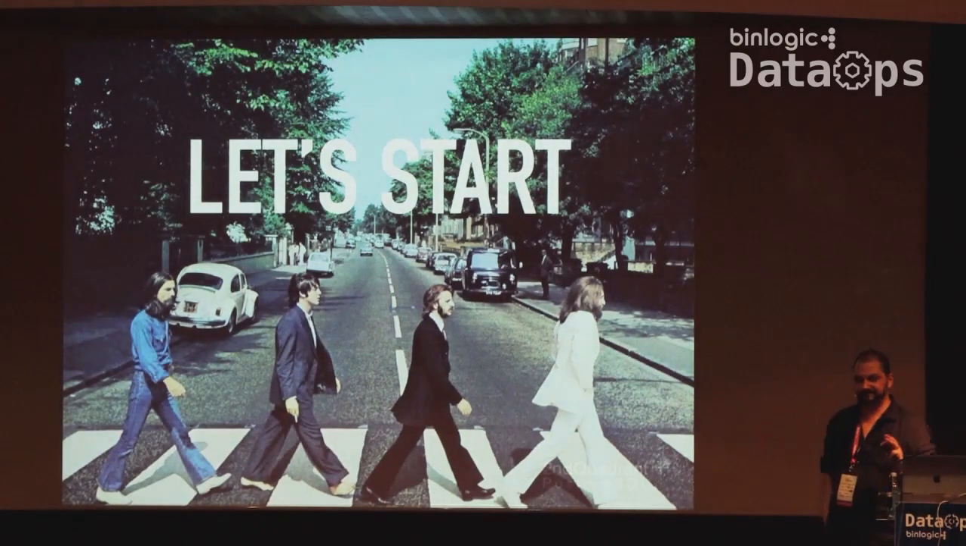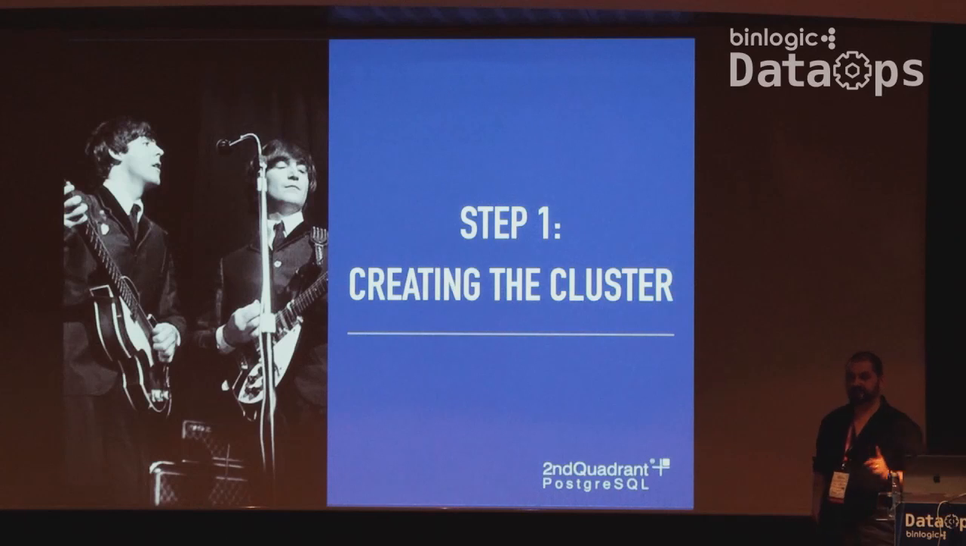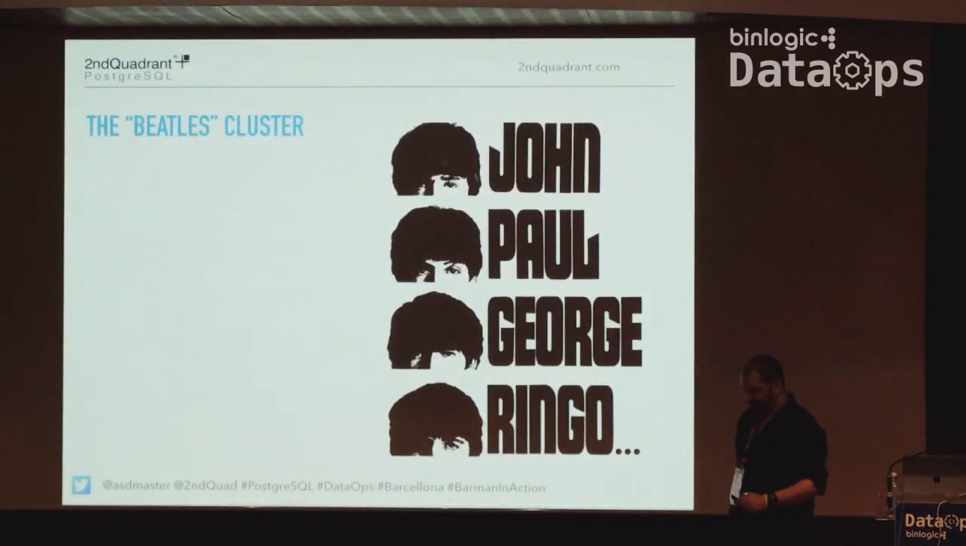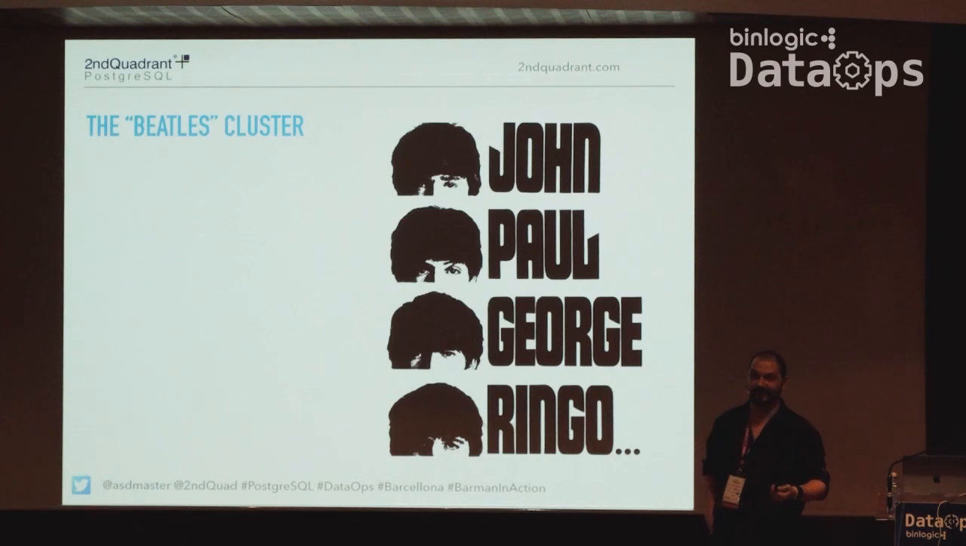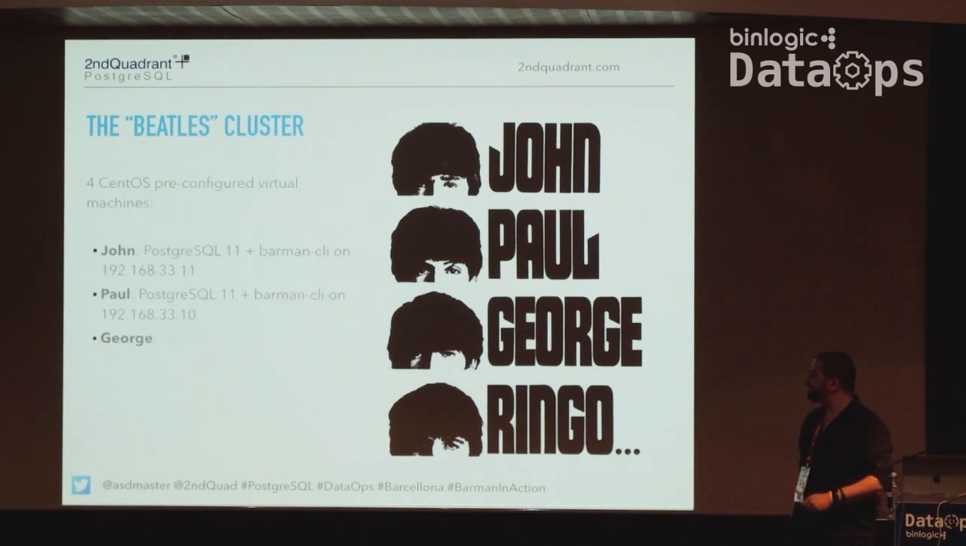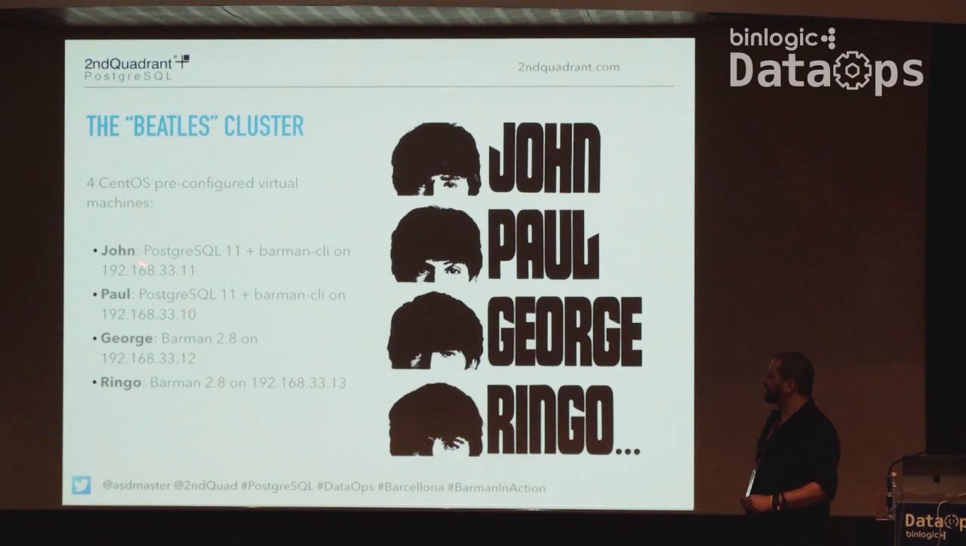So let's start. Step 1 is creating the cluster, okay? I use the Beatles names because the servers that the Vagrant file is going to create are John, Paul, George, and Ringo, because it's fun, okay? So we have 4 preconfigured CentOS virtual machines. We have John, that is a PostgreSQL 11 server with Barman CLI installed and with this IP number. Then we have Paul, basically it's the same, okay? Then we have George, that is a Barman server, and we have Ringo, that is another Barman server. Why we have two Barman servers, we're going to discover later, okay? So this is a spoiler.